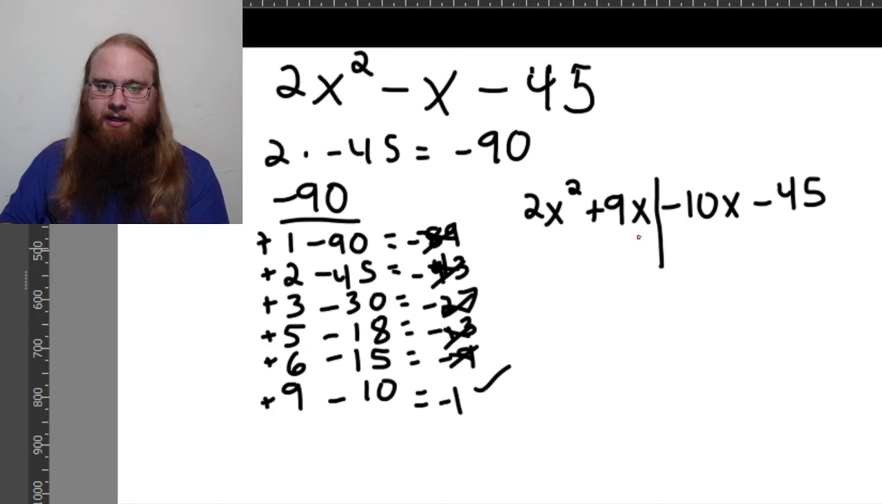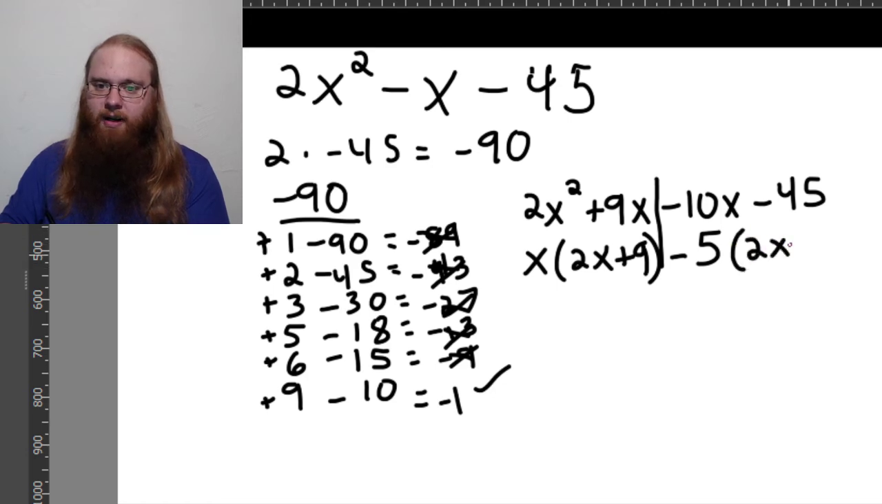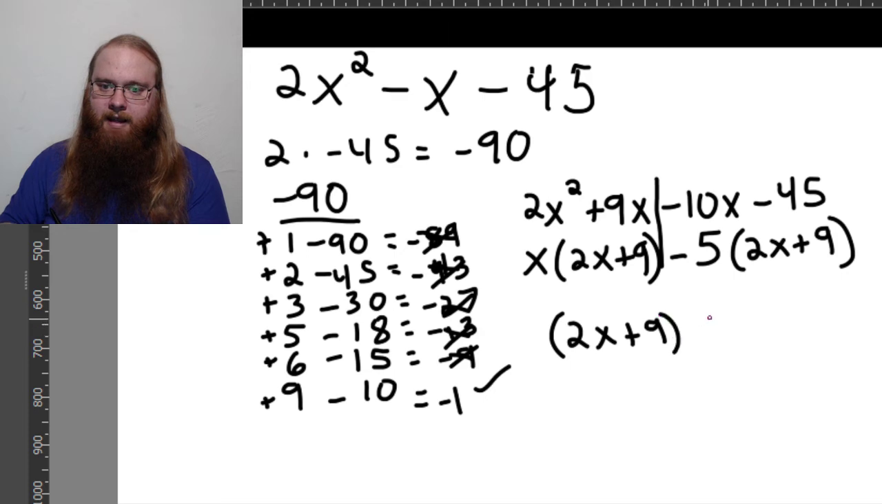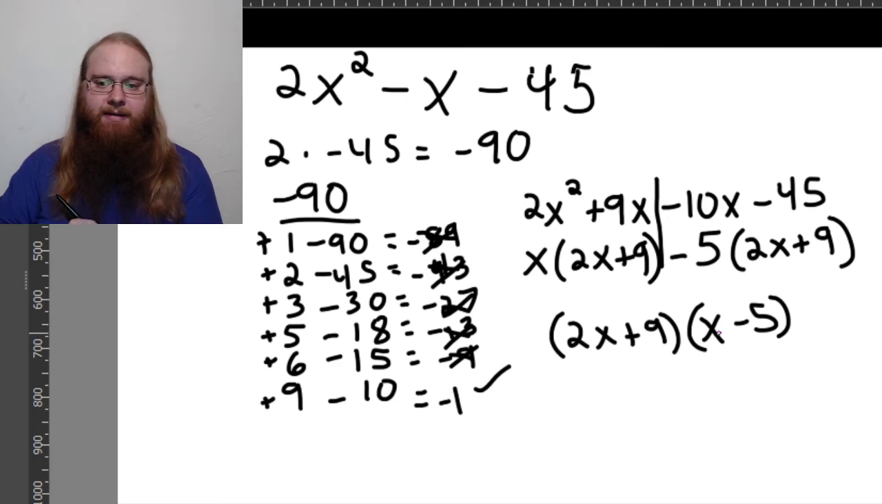So let's factor by grouping here. 2x squared and 9x only have an x in common, so we're going to be left with 2x plus 9. Negative 10x and negative 45, they're both negative. We're going to have a negative 5 in common, leaving us with 2x plus 9, because we took a negative 5 out of the negative 45, we get left with a positive 9. So our answer is going to be 2x plus 9 and x minus 5. That's our final answer.